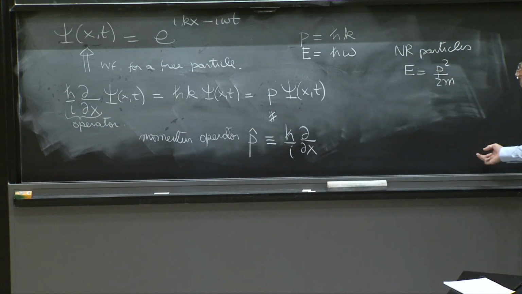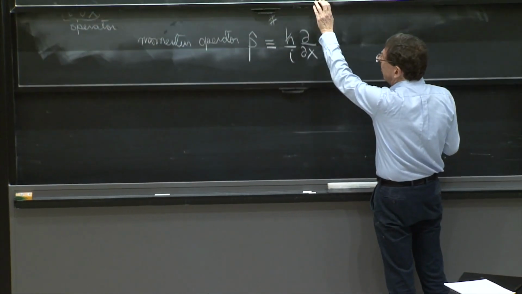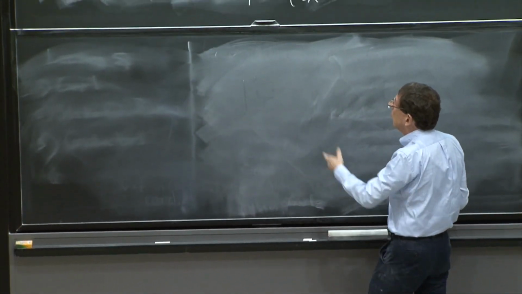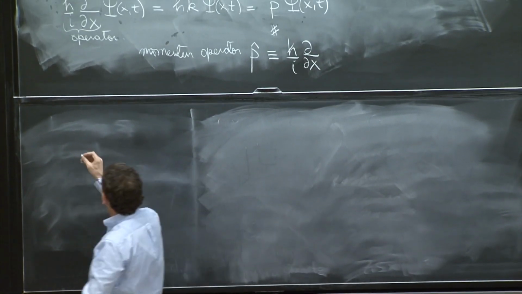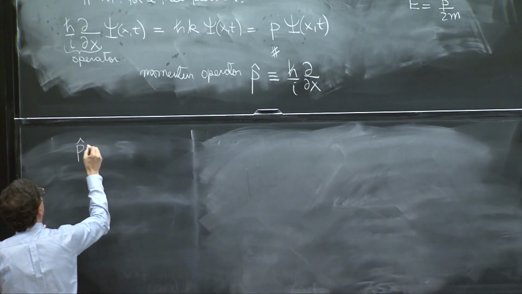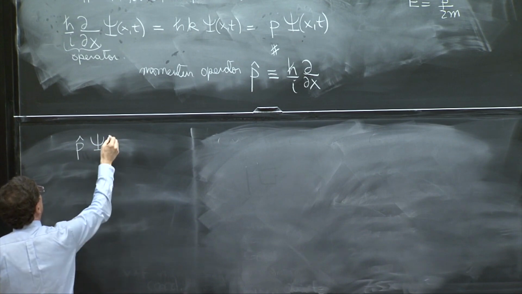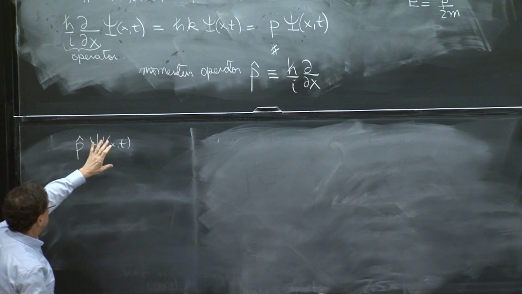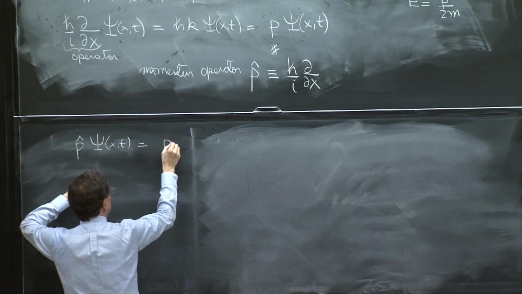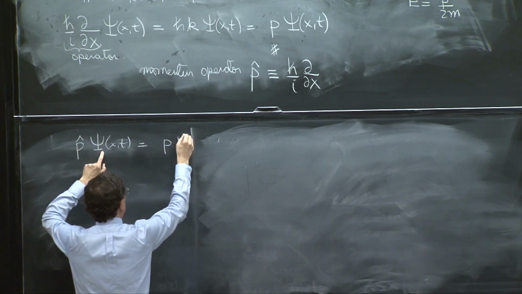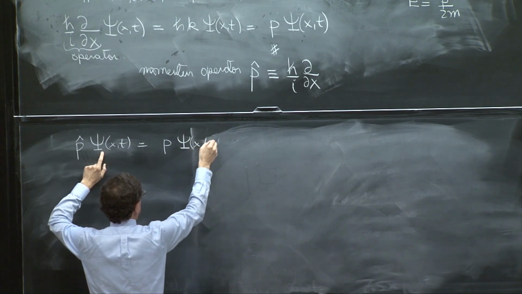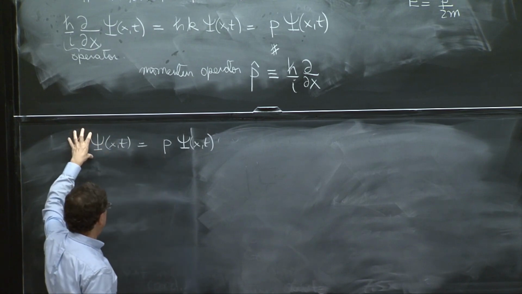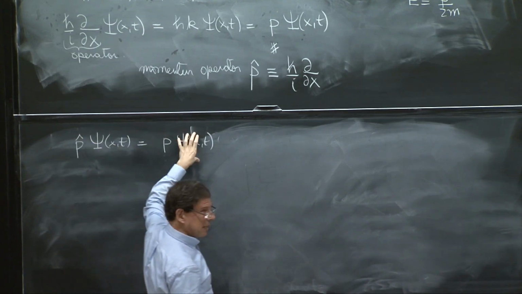And therefore, for our free particle, you can write what we've just derived in a brief way, writing p hat acting on psi, where this means the operator acting on psi gives you the momentum of this state times psi of x and t. And that's a number. So this is an operator, state, number, state.